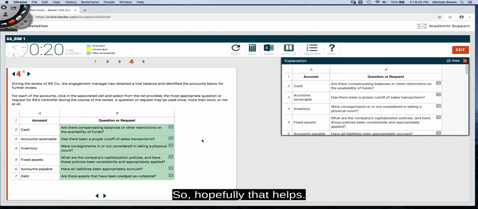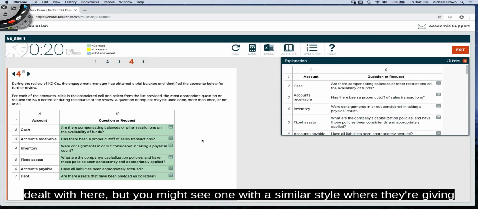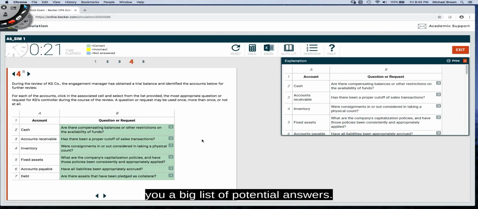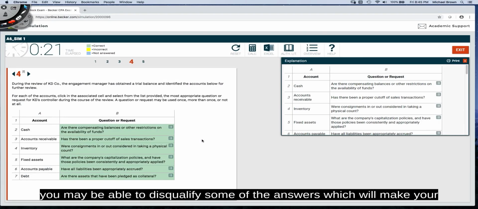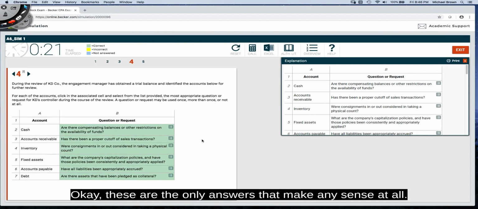So hopefully that helps. Definitely, you may face a question that has nothing to do with the content that we dealt with here, but you might see one with a similar style where they're giving you a big list of potential answers. But if you simply review the list first, you may be able to disqualify some of the answers, which will make your job significantly easier to basically laser in on, okay, these are the only answers that make any sense at all. Now let's see if they fit the questions being posed.